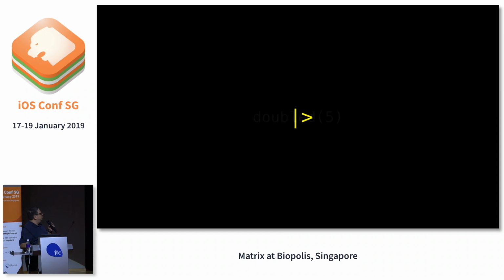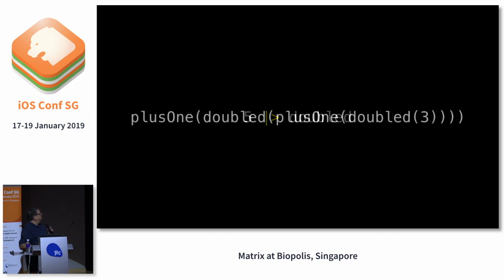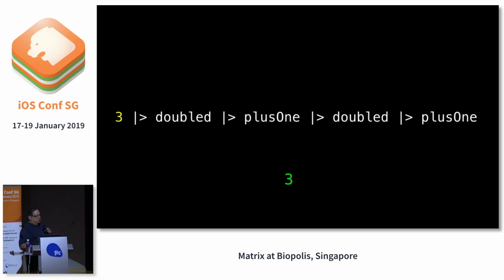And so instead of writing doubled 5, I'm going to write 5 piped into doubled. And that doesn't look like such a big deal here, but it allows me to pull this expression apart and look at it piece by piece, where I take the 3 and I double it, I add 1, I double that, I add 1, and this looks more natural.